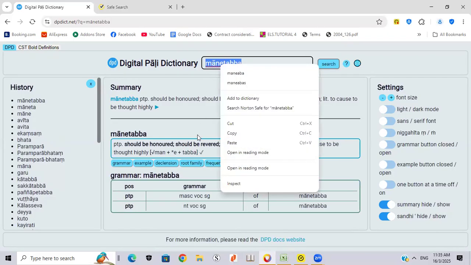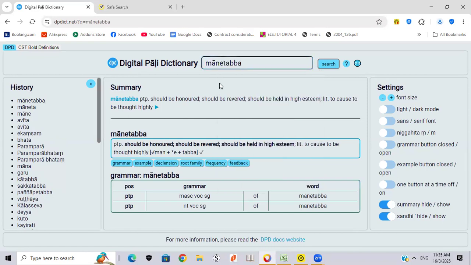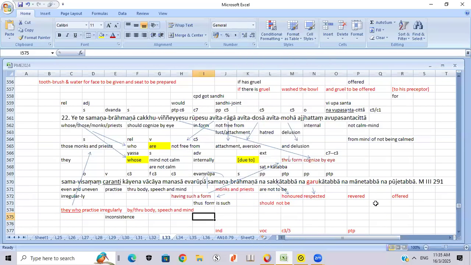So maneti, just now you say maneti has this word, honor. So in this case, what we do is we take the word form so that we can remember this is maneti. So every time we search maneti, that means this is correct. And you see the na, and this is na. Pujeti, pujeta. So this means offer, honor, respect, and all those things.